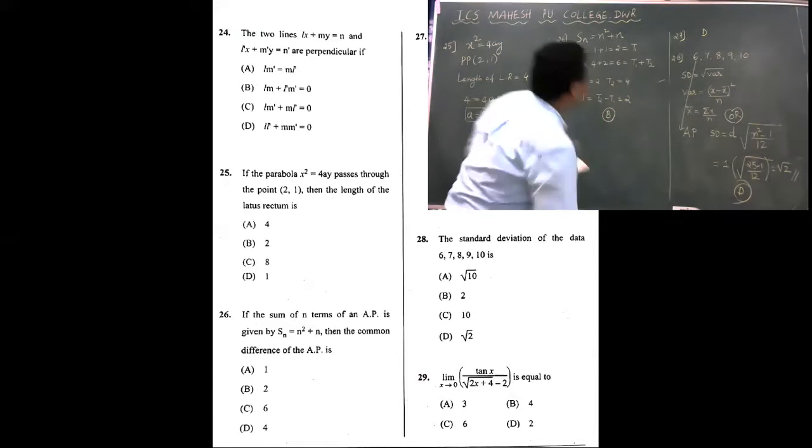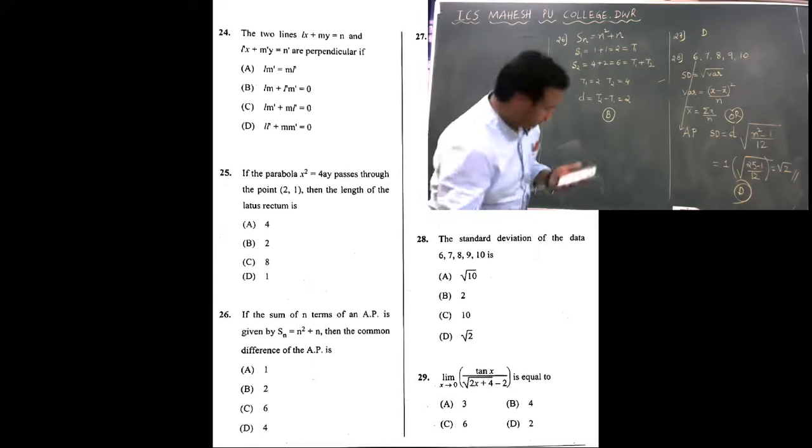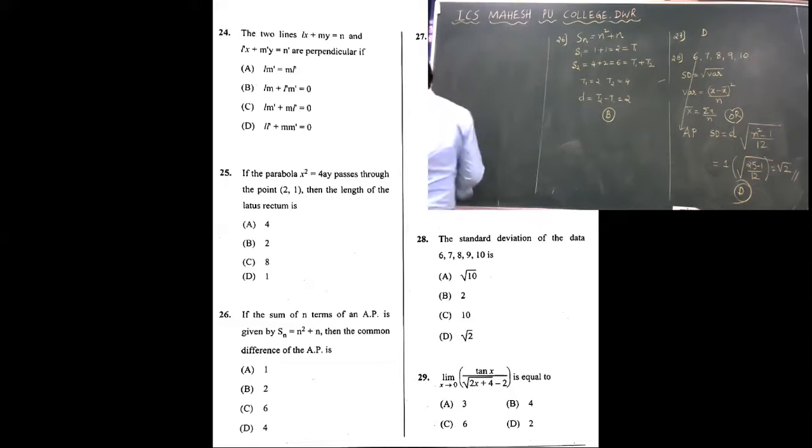So you can take it as the first method or the second method. See, the second one is a little bit easy to understand. Clear? Let's go with the next, 29th question, which is on the limit of a given function.